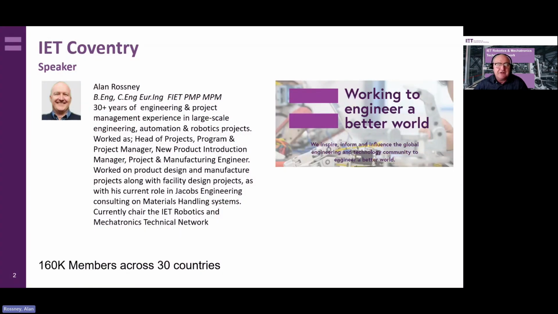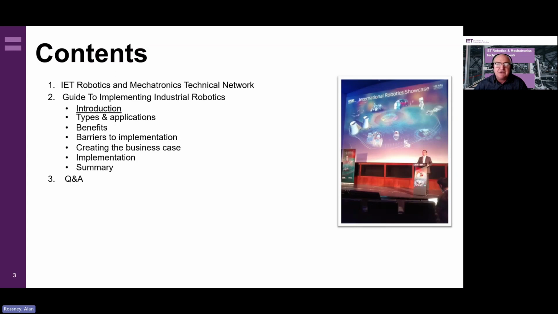So just to start off, what I wanted to talk about today was really just give you a 2-minute overview of what the Robotics and Mechatronics Technical Network do. And then we'll get into the guide to implement industrial robotics, with an introduction to that guide, some types and applications, benefits, barriers, business case, implementation, and then a summary of that guide as well. And then we can follow up with some Q&A. So we shouldn't take too long, maybe 40, 45 minutes to get through this guide here.